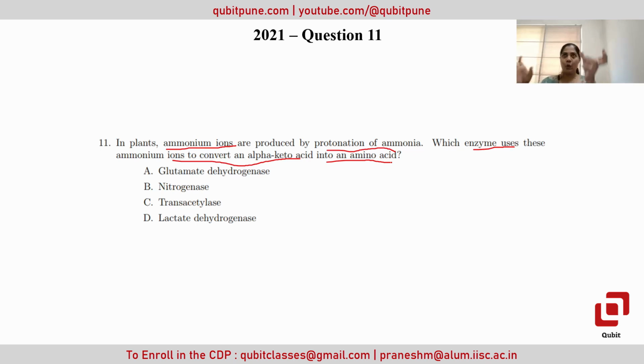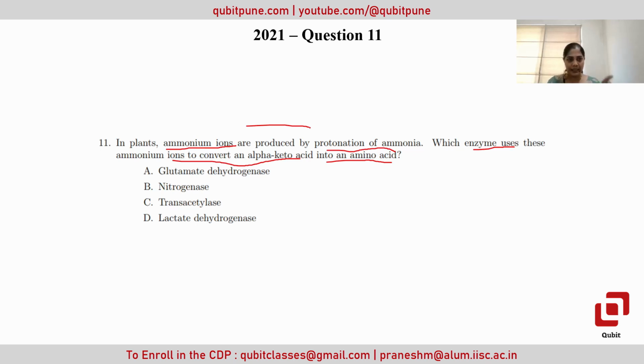ammonia is formed and it requires protons, that is the H plus ions from the photonic energy, then ultimately the protonation of the ammonium ions will happen. This is the basic process which is described in the first part. Then there are various enzymatic systems which are making the conversion. So we have to ultimately find the conversion of the alpha keto acid into the amino acid.